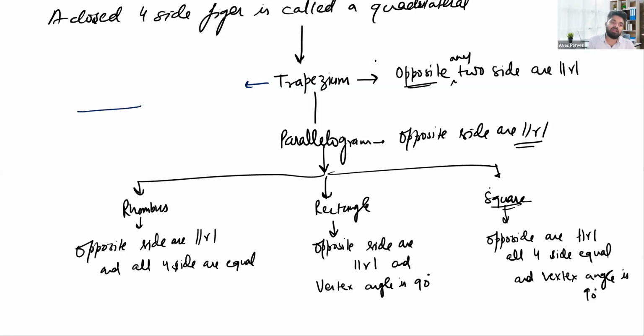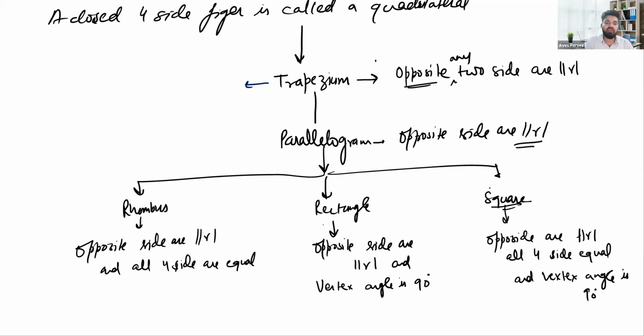Rectangle is also a parallelogram, so it has equal diagonals. So we are not writing about this one. Parallelograms may or may not have equal diagonals. In squares and rectangles there are equal diagonals, but in rhombus we don't have, and in normal parallelograms like this, we don't have equal diagonals. This diagonal is big and this diagonal is small.